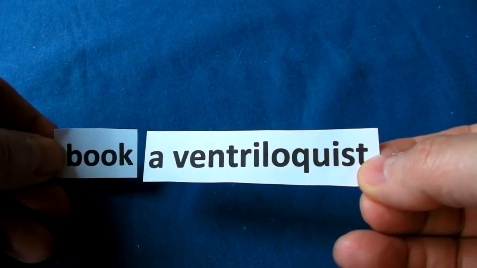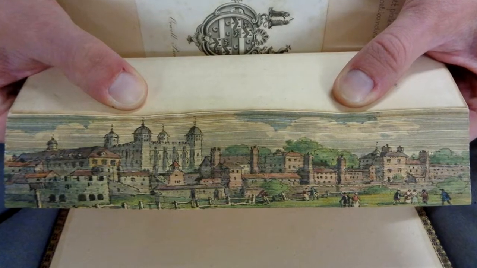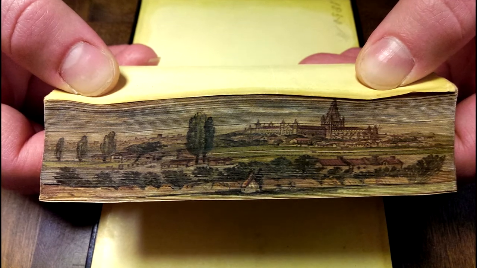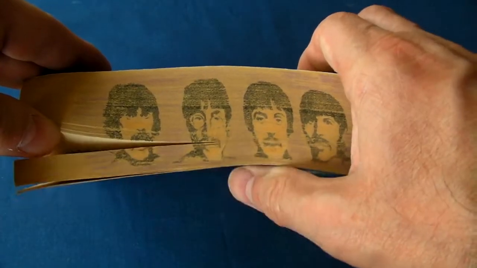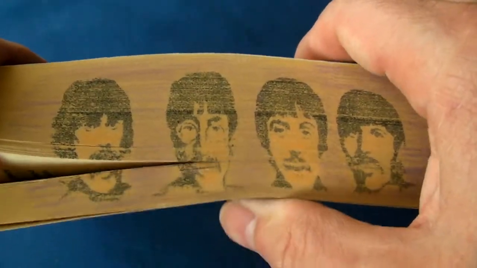What do you get when you cross book with ventriloquist? Well, you could turn the centuries-old art of painting pictures on book edges into a new form of puppetry, a cunning way to introduce kids to the magic of reading.